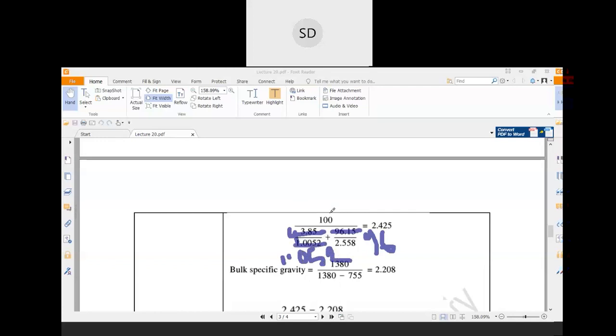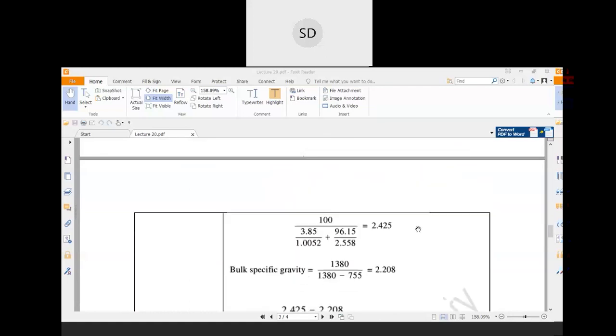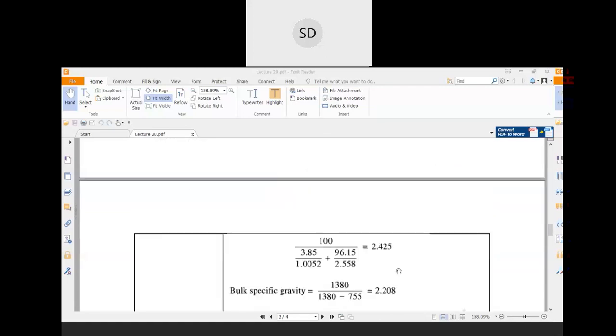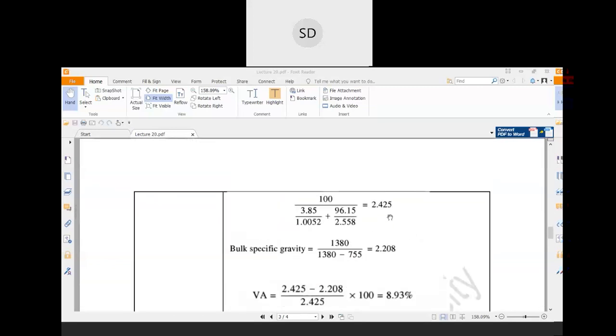So first find the theoretical maximum specific gravity. That would be 100 divided by 4 divided by 1.052 plus 96 divided by 2.558. What is 2.558? It is the bulk specific gravity of the aggregate, which you have calculated over here. In that way, you can find the theoretical maximum specific gravity of the mix, and it has been found as 2.425.